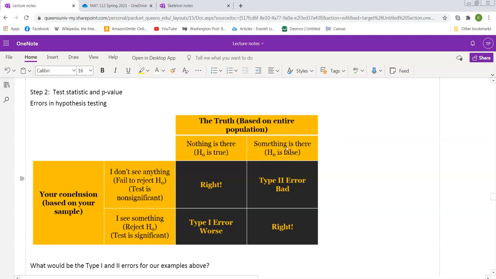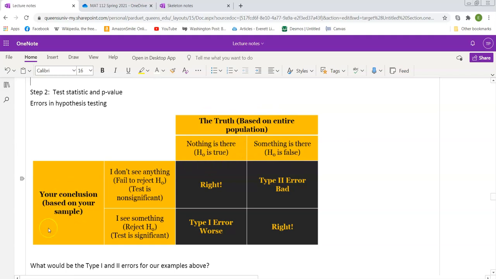And another way to think about that is we're looking to see if there is something interesting going on in the data. We mentioned before it could be some things that we're going to look at later on, whether there's a relationship between 2 variables, whether there's a difference between 2 means, or what we're working on now, which is whether the population mean is less than, greater than, or not equal to some hypothesized value. So based on the entire population, is something there or not?